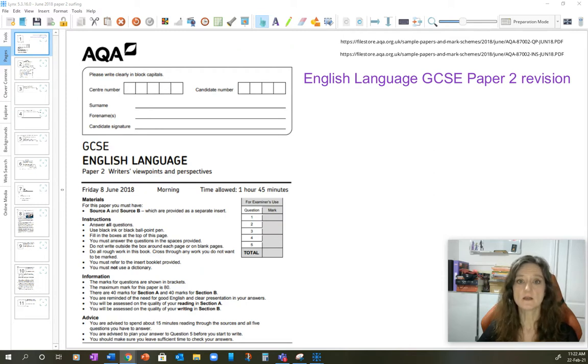So as you can see on the screen, what we're looking at this time is the June 2018 AQA Paper 2, Writers' Viewpoints and Perspectives. So that's the paper that we are going to be working with.